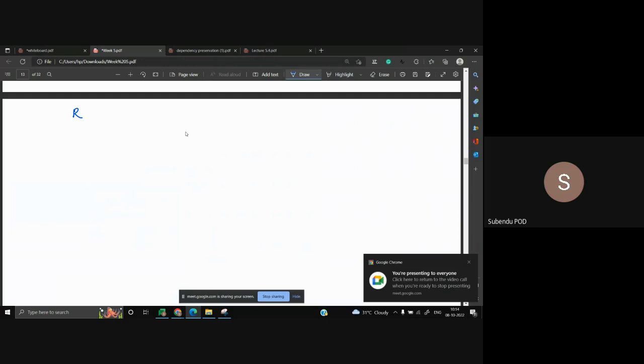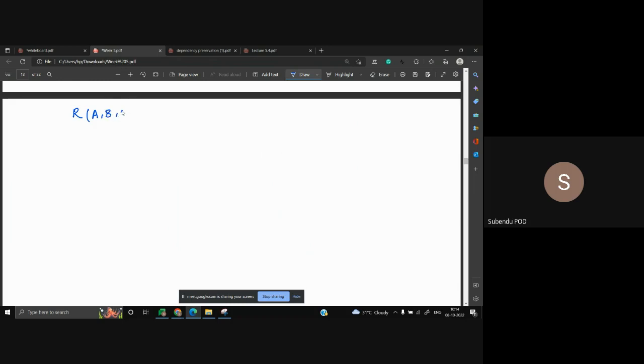Okay. So let's take this example. R equals A, B, C, D, E, and the functional dependencies given are B determines A, then A determines E, then E determines BD, right? And it is decomposed into three tables, right?